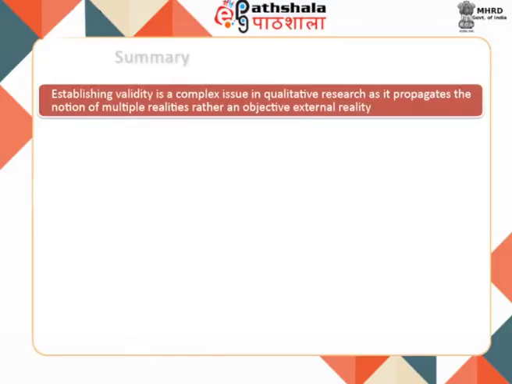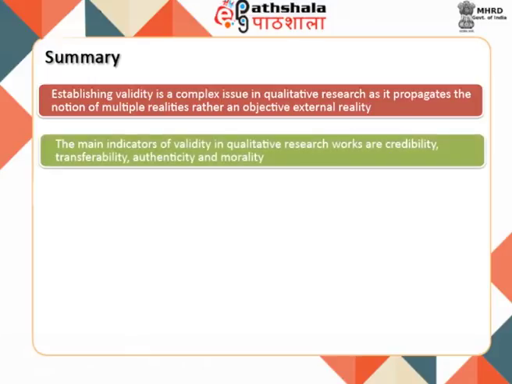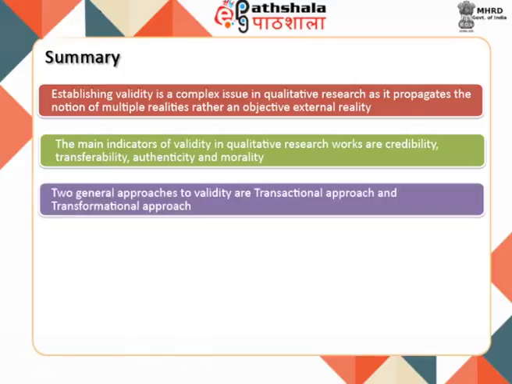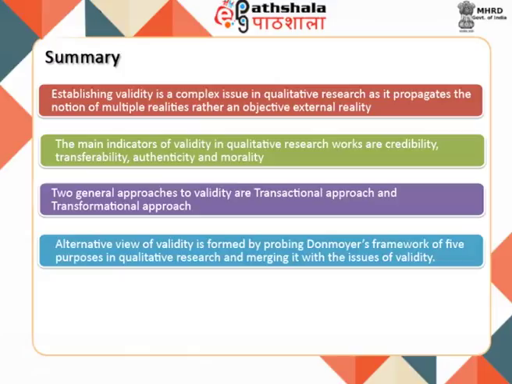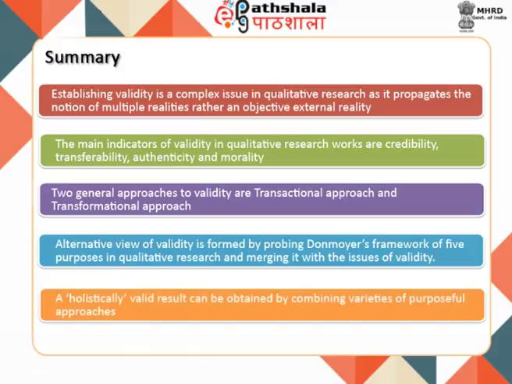To summarize, establishing validity is a complex issue in qualitative research as it propagates the notion of multiple realities rather than an objective external reality. The main indicators of validity in qualitative research works are credibility, transferability, authenticity, and morality. Two general approaches to validity are the transactional approach and the transformational approach. An alternative view of validity is formed by probing Don Moyer's framework of five purposes in qualitative research and merging it with the issues of validity. A holistically valid result can be obtained by combining varieties of purposeful approaches.